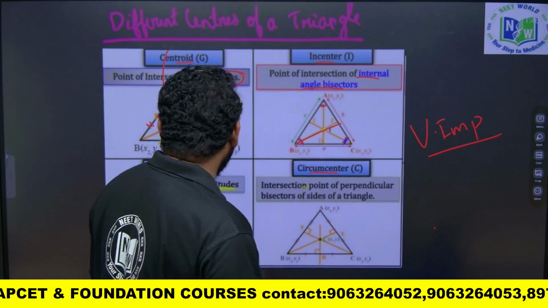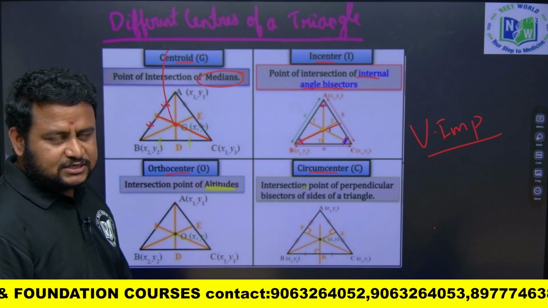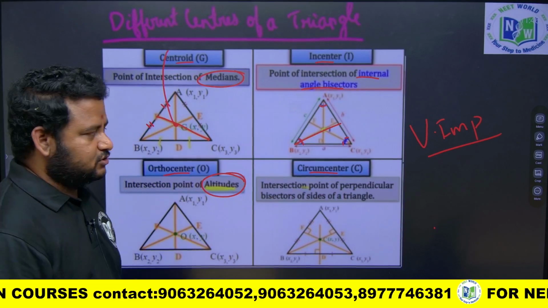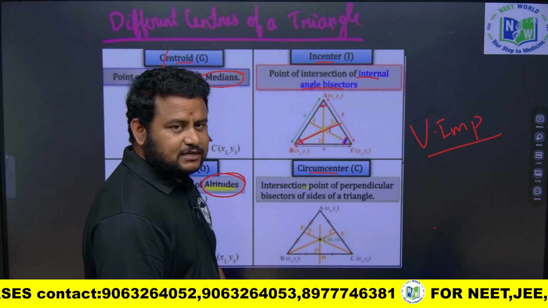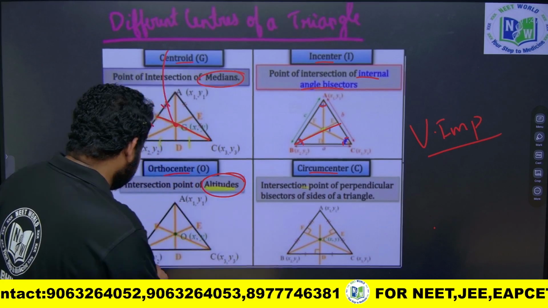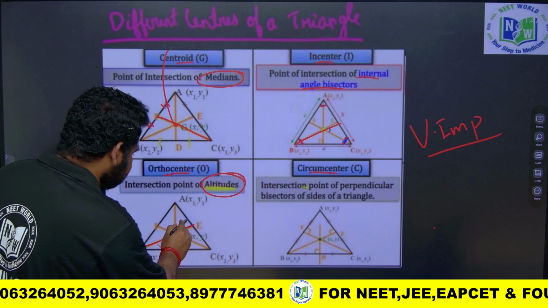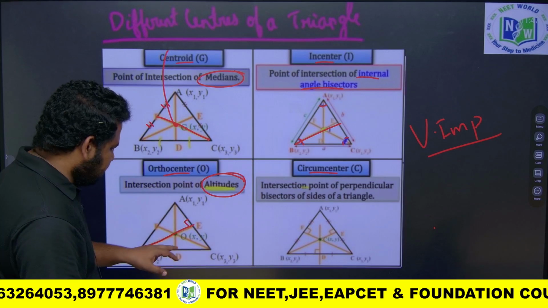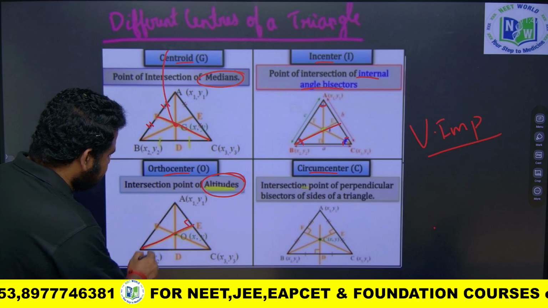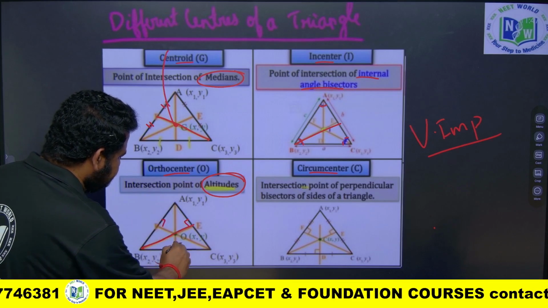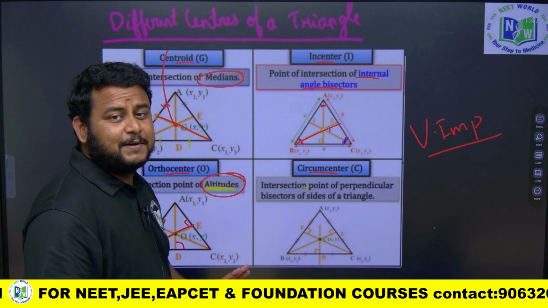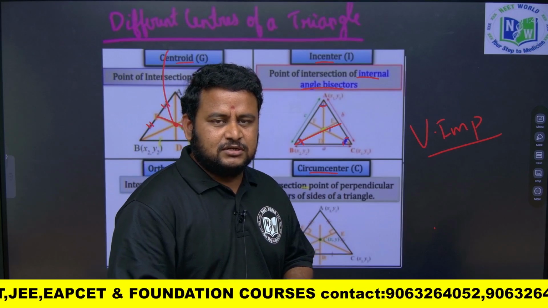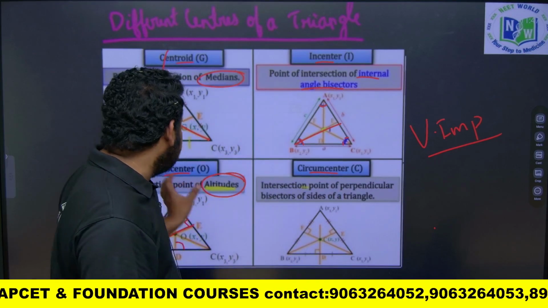Now coming to orthocenter. It is the point of intersection of altitudes. Altitudes means a line segment which is perpendicular to another line segment. Suppose I draw a line segment from here to here. This line segment BE is perpendicular to AC, this line segment CF is perpendicular to AB and this line segment AD is perpendicular to BC. These are all perpendicular. The point of intersection of altitudes is called orthocenter.